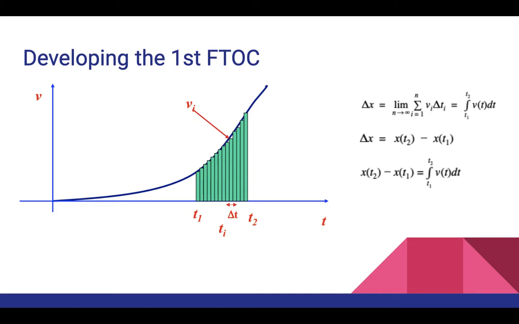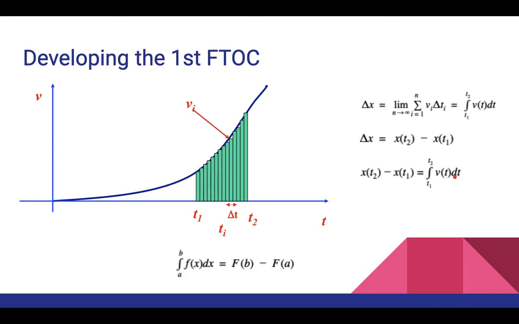Specifically, in our first instance, the idea is connecting the antiderivative to a definite integral. What we can take note of here is that we have a position function. Our change in position is equal to the definite integral of the velocity function.